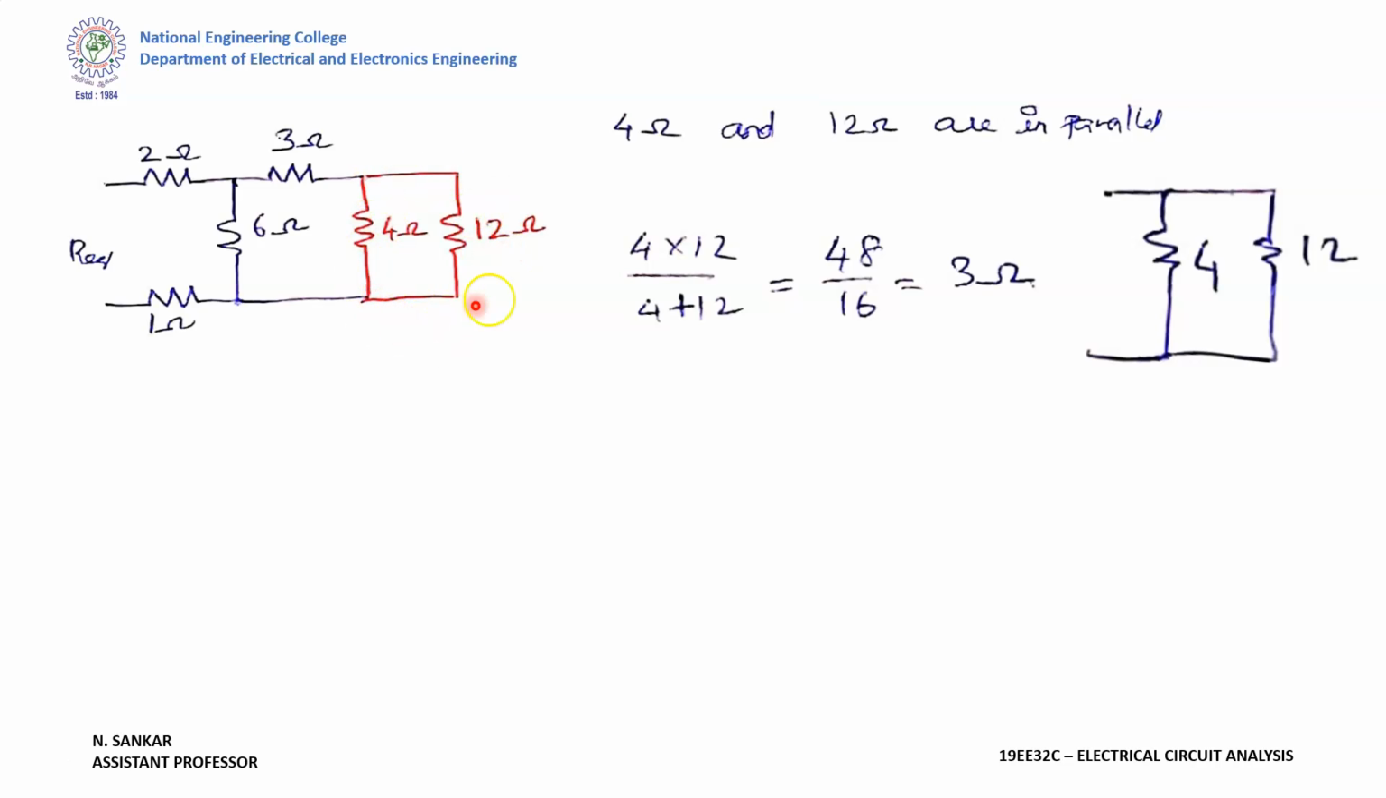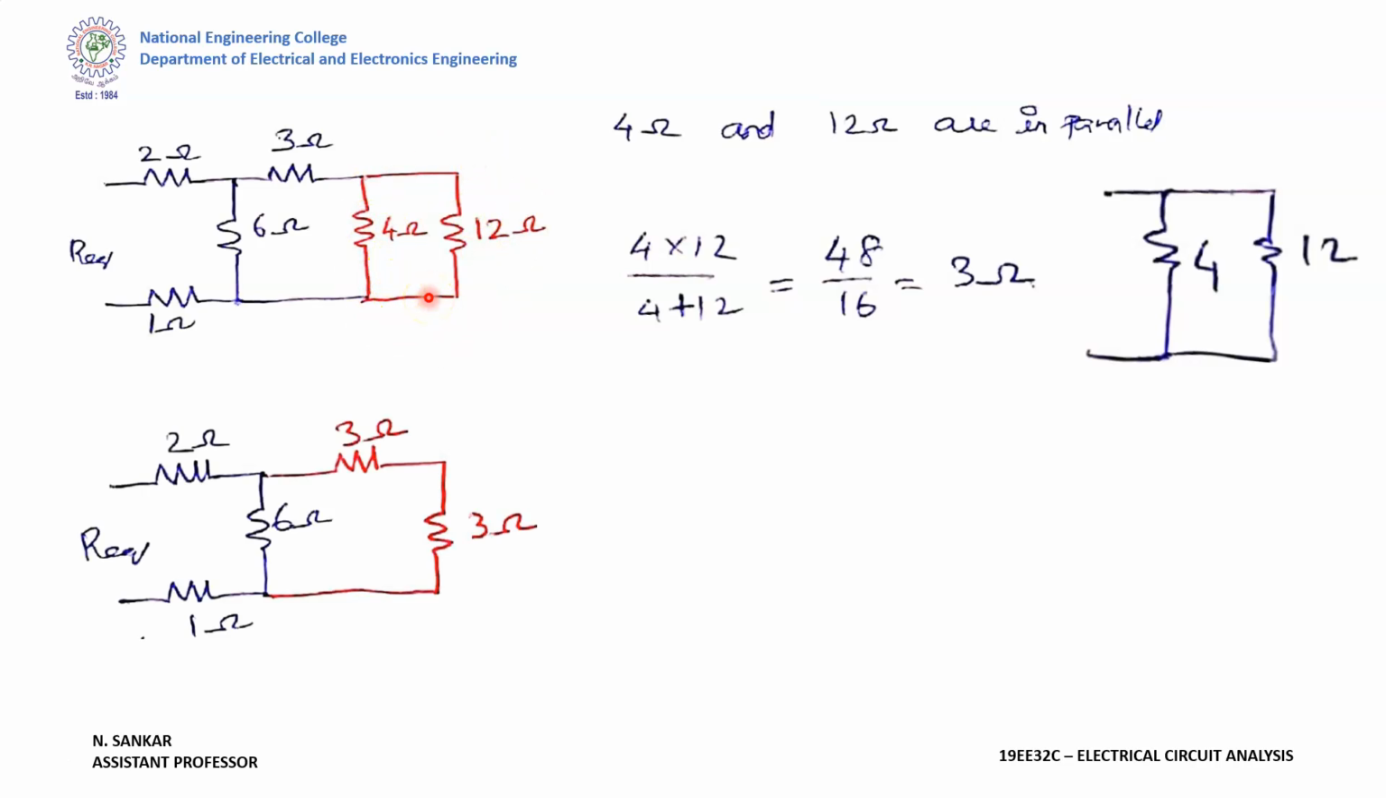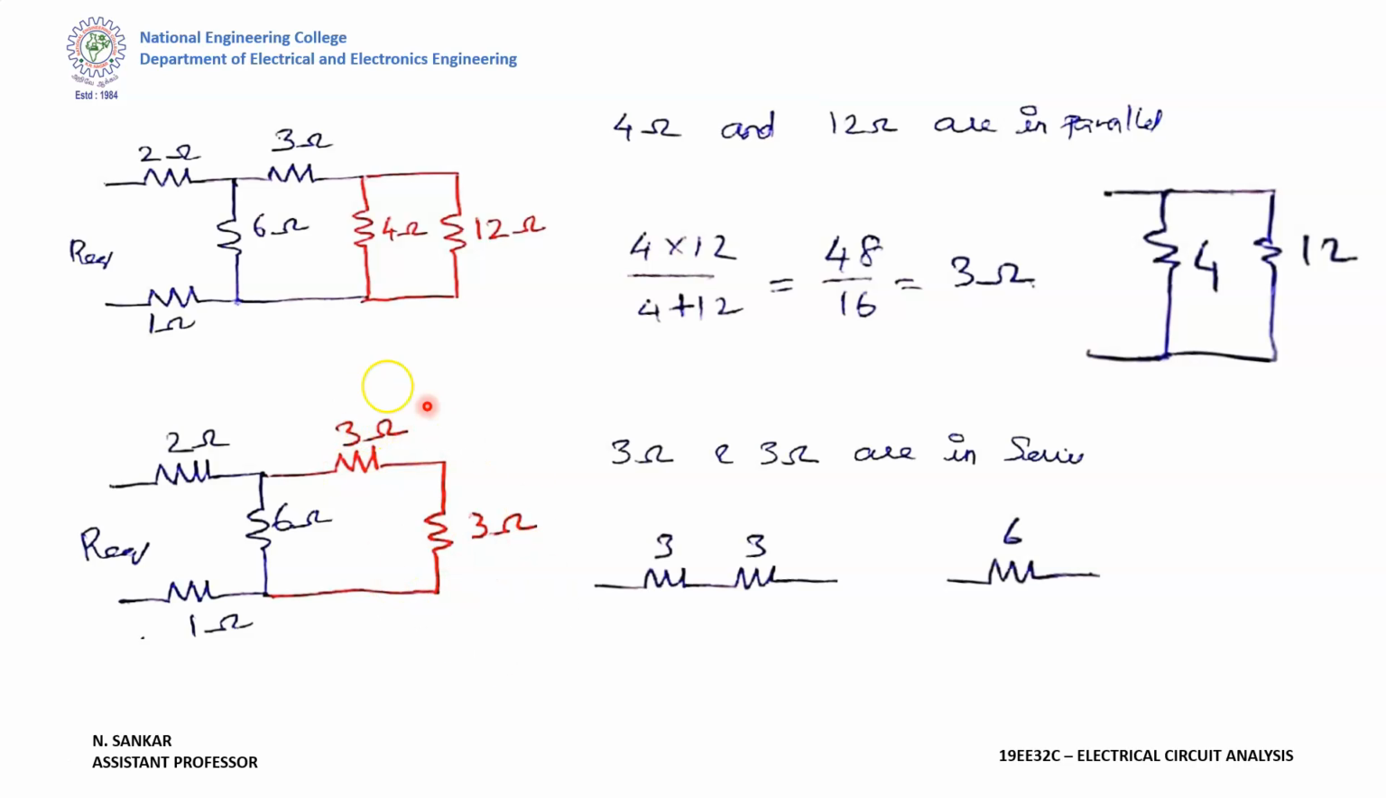Now these two resistors can be replaced by another 3 ohm. So already we have a 3 ohm resistor here and now 3 ohm here. So both are in series. Okay, so 3 plus 3, which will be equal to 6 ohm.